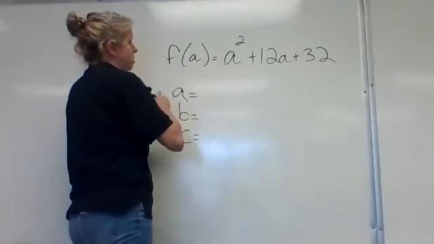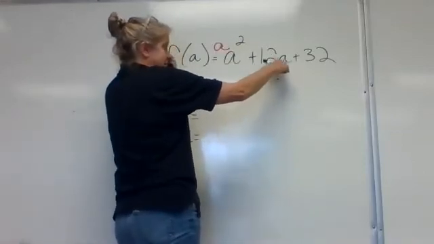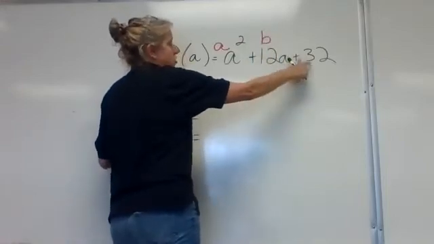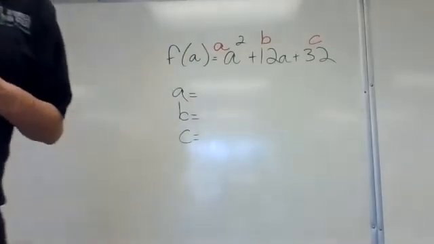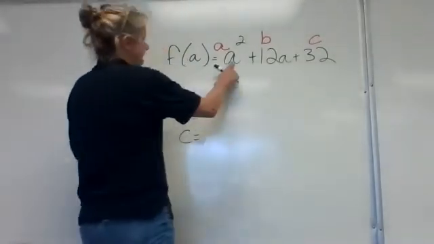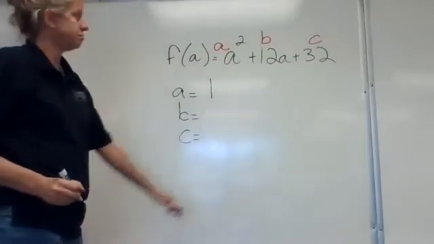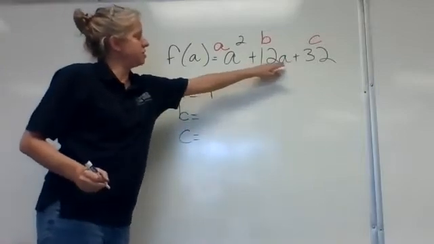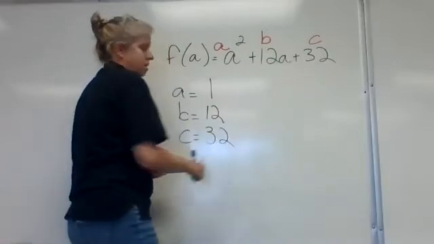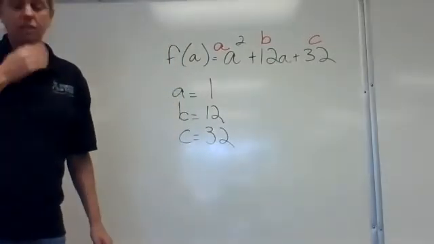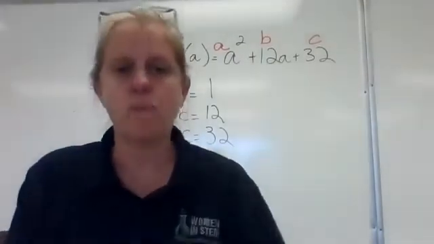So A is going to be what's in front of your squared term. Your B is going to be what's in front of, in this case, the A. Your C is your constant, which is the number that doesn't have a variable on it. So let's see, my A, what's in front of A squared here? I just don't see it, which means it's a 1. My B is the number in front of this term, so it's positive 12. My C is my constant, which is 32. So once I know those A, B, and C, that's when I'm going to my quad program.